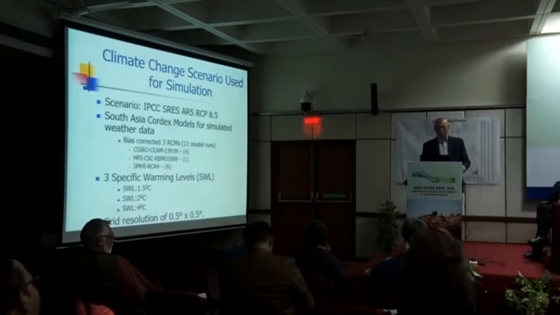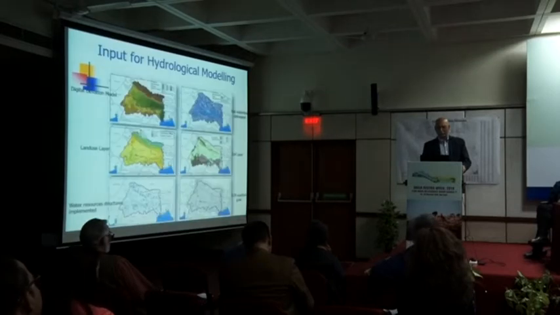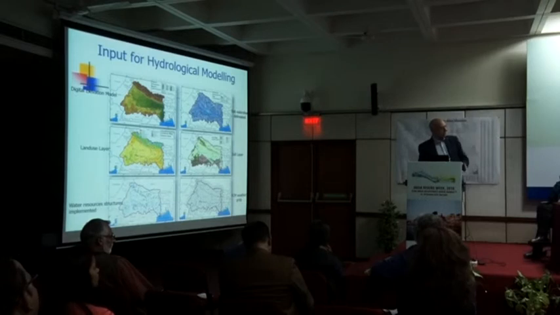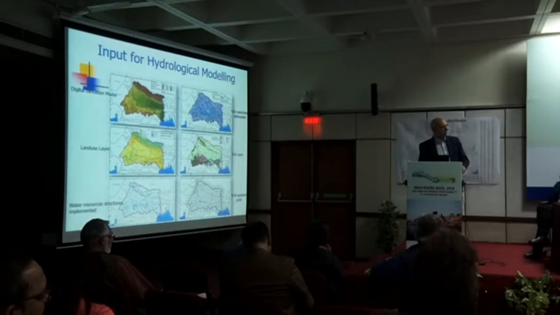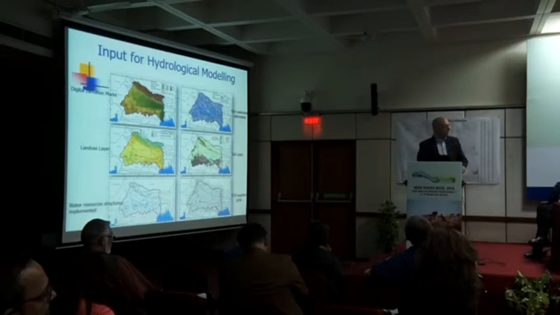We have used around 11 different models, where you can see those points on the lower right corner. Those are the points where the projections of the RCM weather grids, the regional climate model projections, are made. And that is the data which has been used.